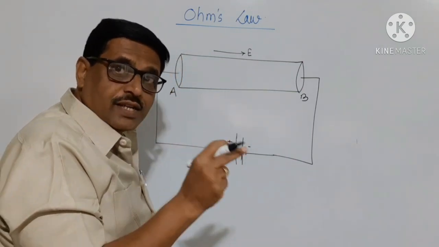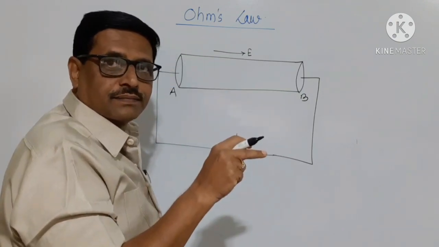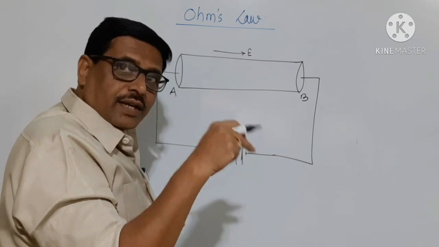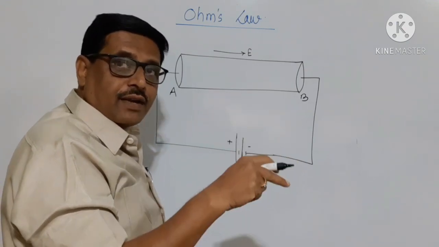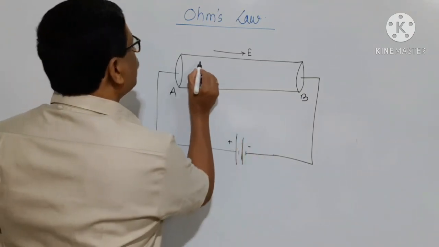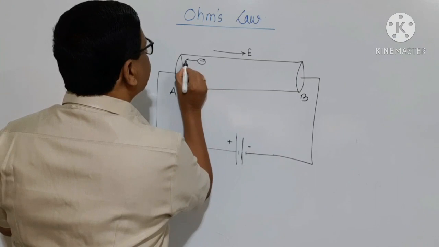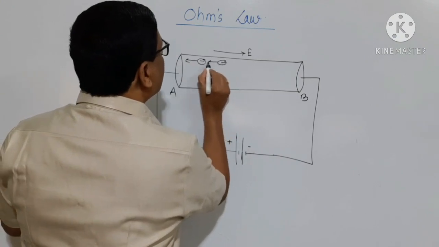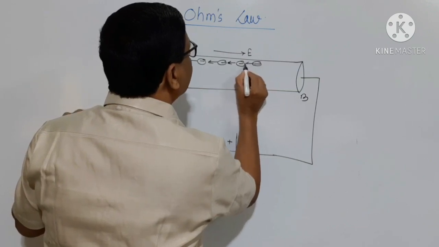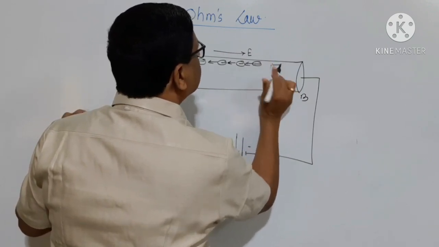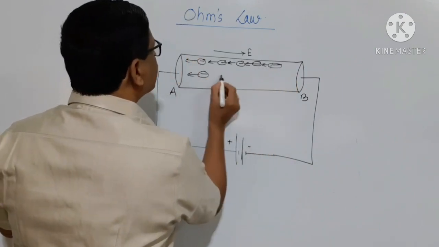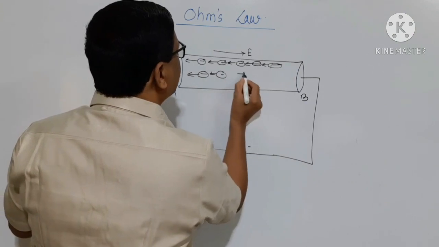As an electron is a negative charge, the force acts on an electron in an electric field in the direction opposite to that of the electric field. Therefore, all the electrons move towards a higher positive potential, and the electron moves with a velocity that is called the drift velocity of the electrons.